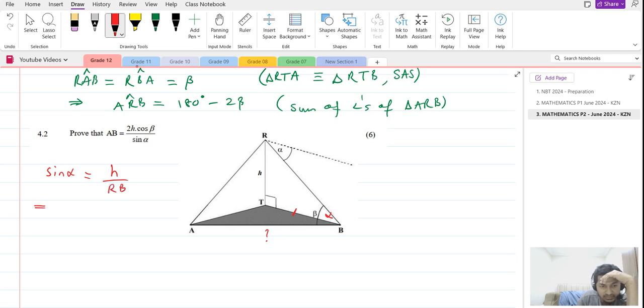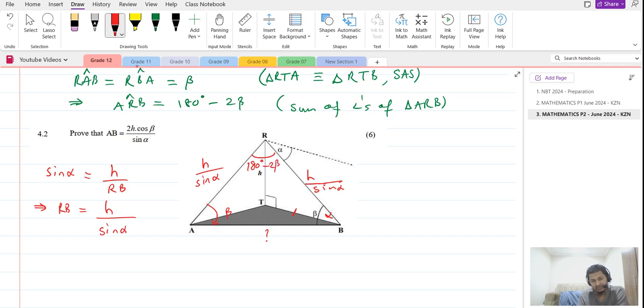So this implies RB is now equal to H over sine alpha. Okay, H over sine alpha. And we said this is also H over sine alpha, right? Because remember, this is beta as well. Now if you're looking at the front view, we know that this is 180 minus 2 beta.